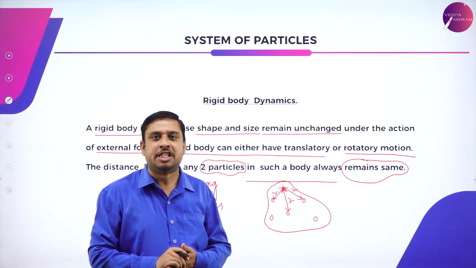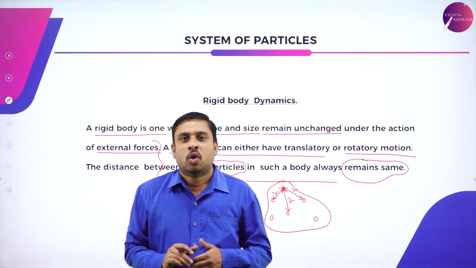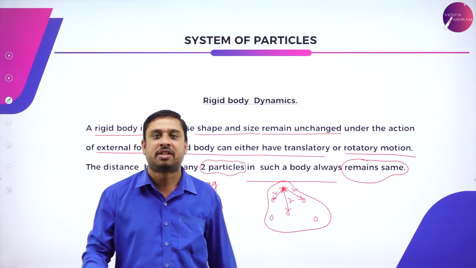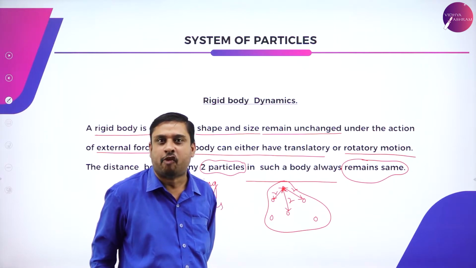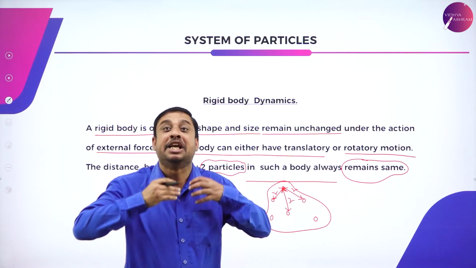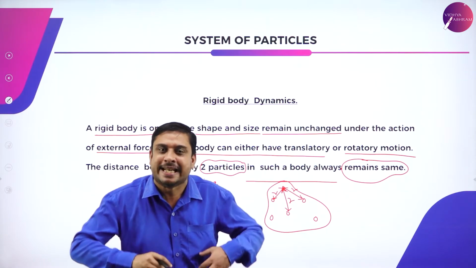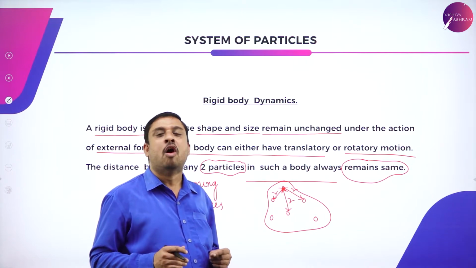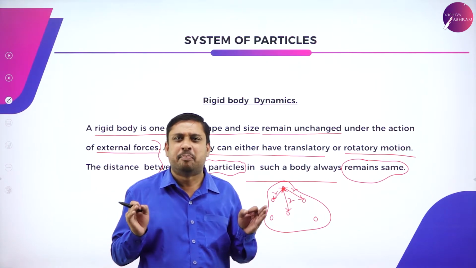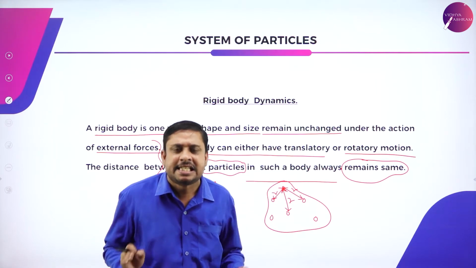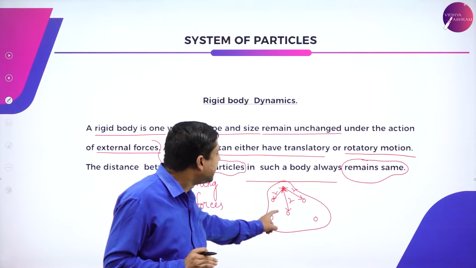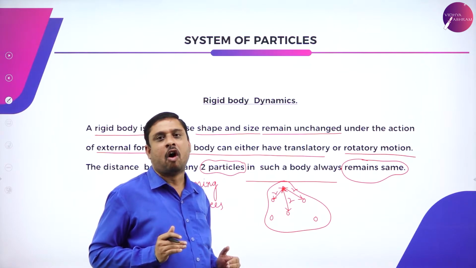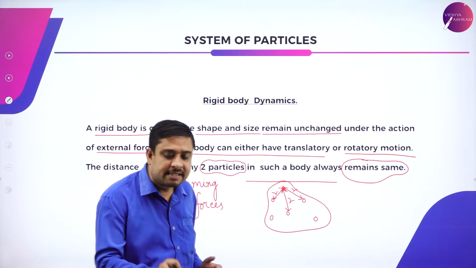So, what is a rigid body, students? Whose shape and size cannot be changed even when there are external forces, even when there are deforming forces. Such a body cannot be deformed. It can either have translatory or rotatory motion, and the basic cause for this rigidity is that the distance between any two particles of the rigid body remains the same.